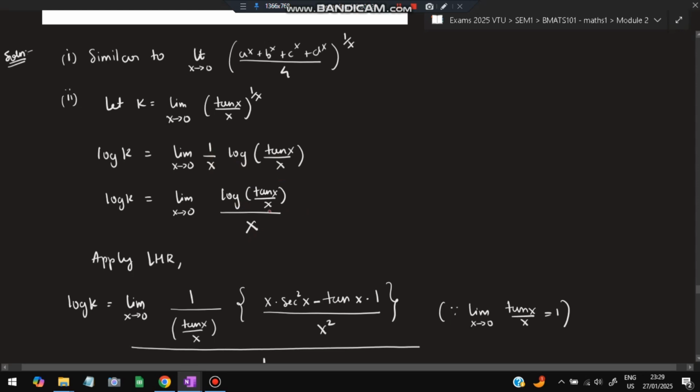Now if we apply the x value as 0 here, what will happen? This will become 0, and this will become 0. Log of 0 by 0, it will become 0 by 0. This is not a valid form, so we'll apply the L'Hospital rule.